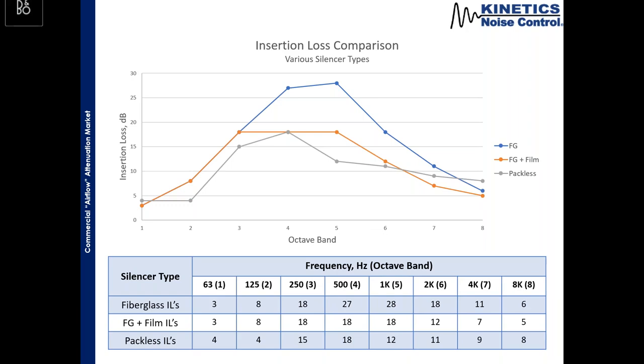Just to reiterate that further, here we have a chart or a graph that shows the difference in insertion loss performance of the three types of silencers. Looking at that blue line is just a standard fiberglass silencer. You can see that especially through the mid and high frequency bands, we're going to get the best insertion loss performance. As we move to a silencer that has a Tedlar lining on it or a film lining, it does degrade the performance in the mid to high frequency bands.